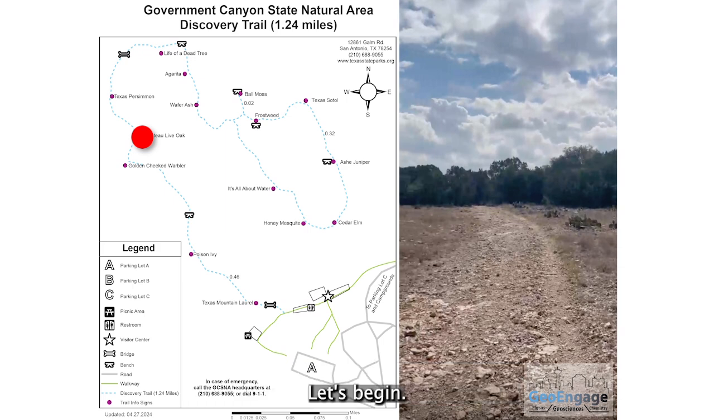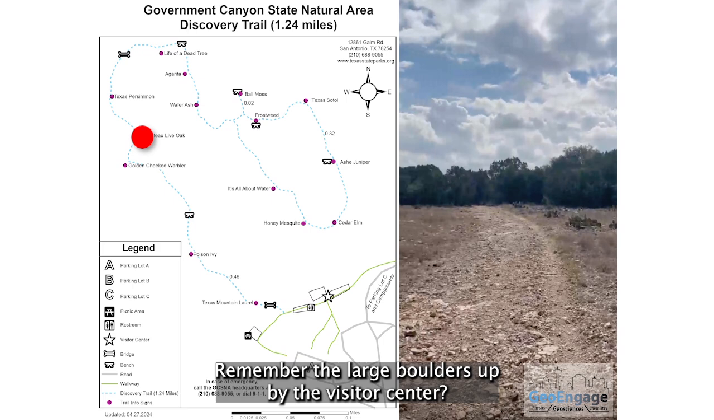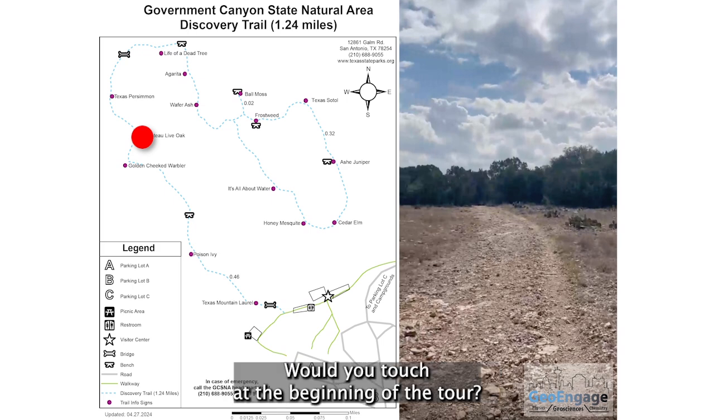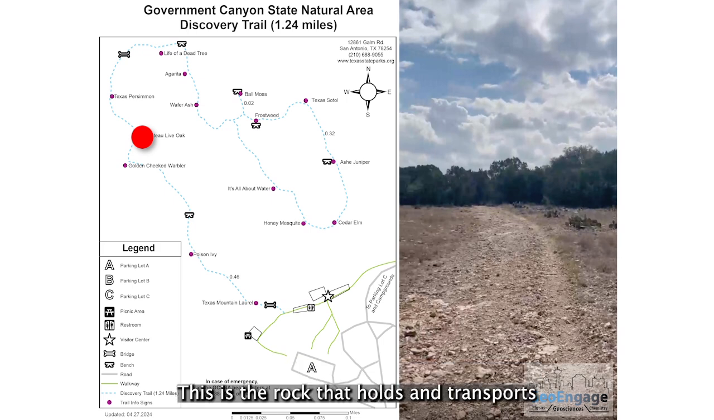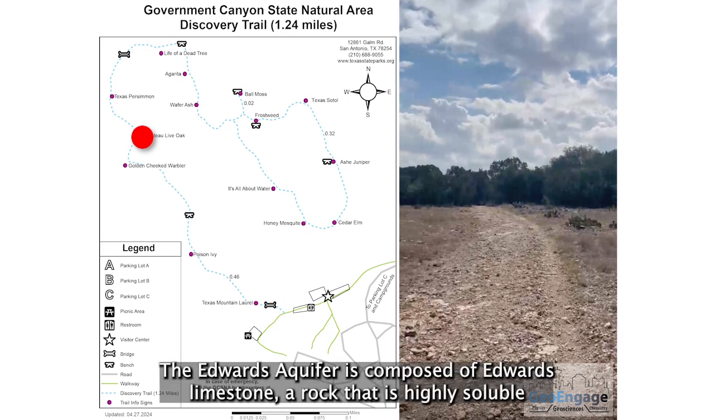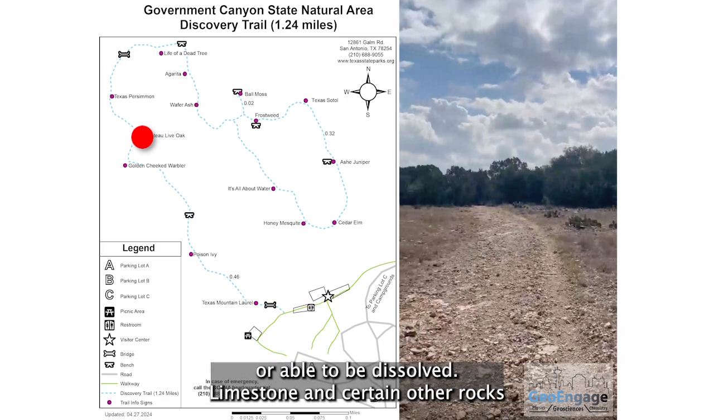Let's begin. Remember the large boulders up by the visitor center, which you touched at the beginning of the tour? These are examples of the iconic Edwards limestones, rock which makes up much of the ground in this area. This is the rock that holds and transports your water through our local aquifer. The Edwards Aquifer is composed of Edwards limestone, a rock that is highly soluble, or able to be dissolved.